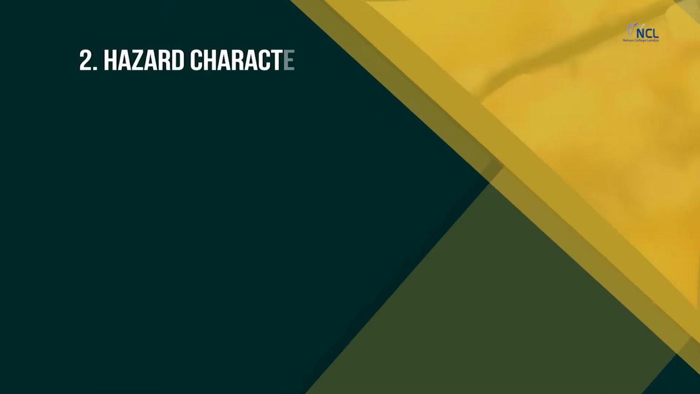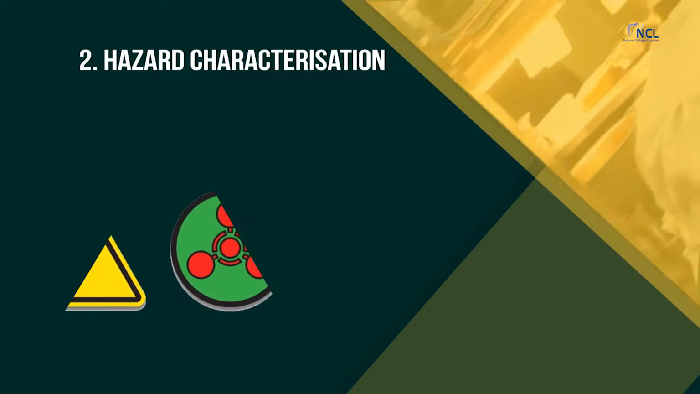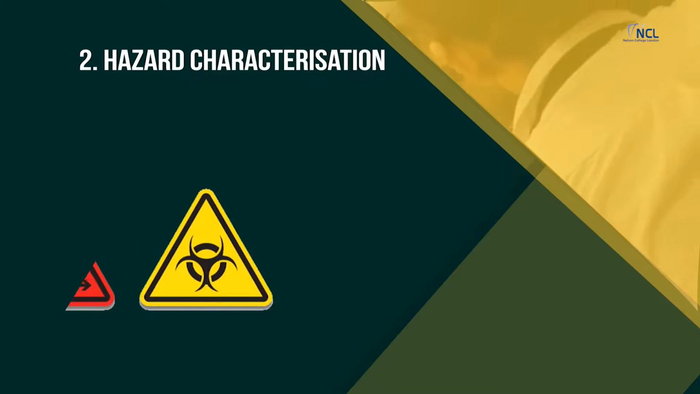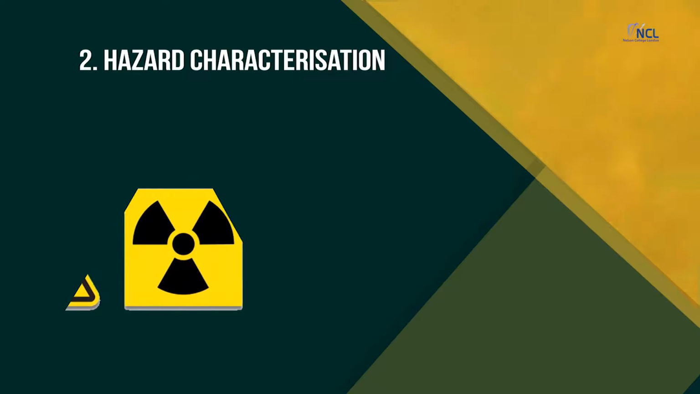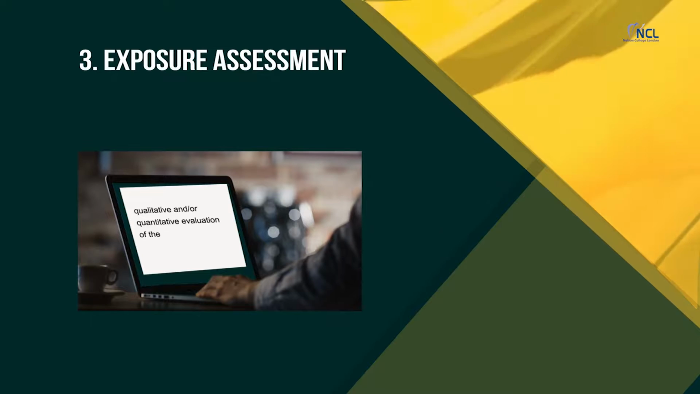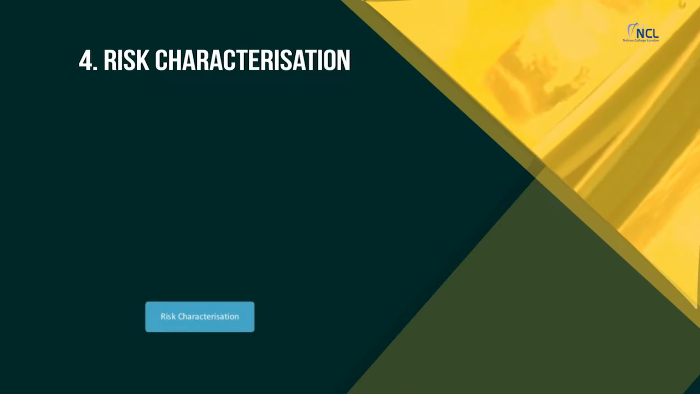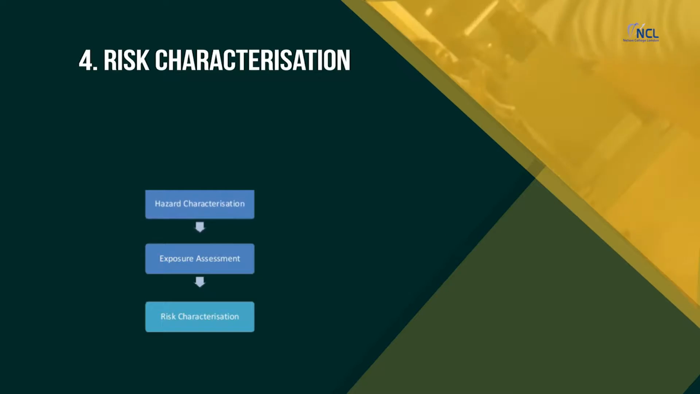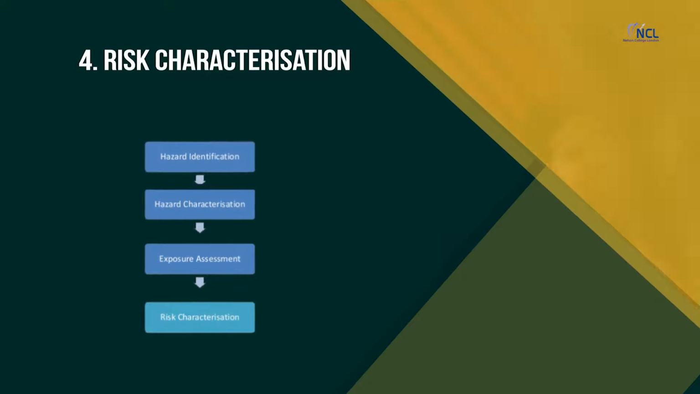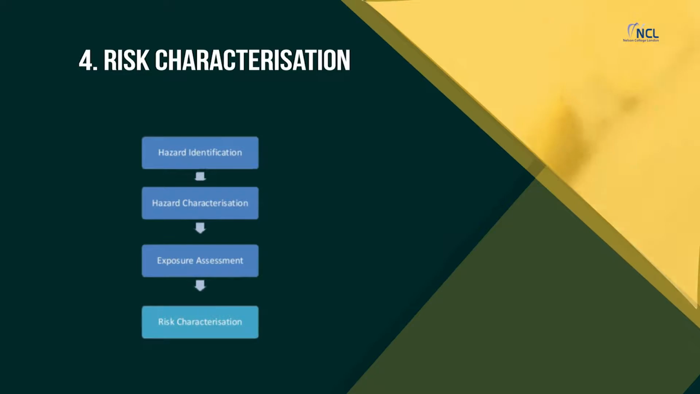2. Hazard characterization. The qualitative and/or quantitative evaluation of the nature of the adverse effects associated with biological, chemical, and physical agents which may be present in food. 3. Exposure assessment. The qualitative and/or quantitative evaluation of the degree of intake likely to occur. And 4. Risk characterization. Integration of hazard identification, hazard characterization, and exposure assessment into an estimation of the adverse effects likely to occur in a given population, including attendant uncertainties.